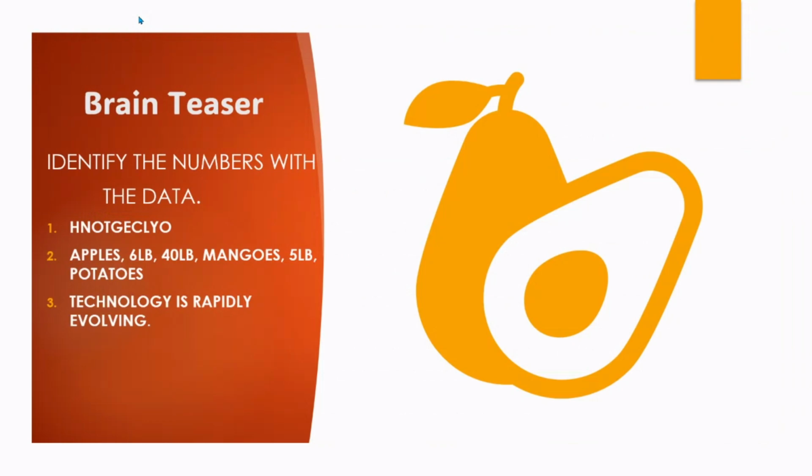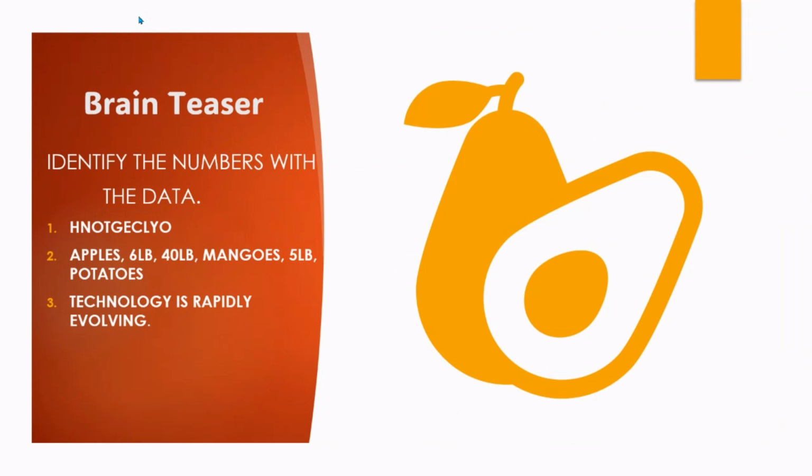Here is a small brain teaser. Here we are required to identify the numbers with the data. Number one, HNOTGECLYO. Does this have any meaning? Does it make sense? Can this be useful? Can this aid in any decision making? Are we able to get any information or any knowledge from this right here? I don't think so. I believe that this is raw facts. So hence I would have to classify number one as data.